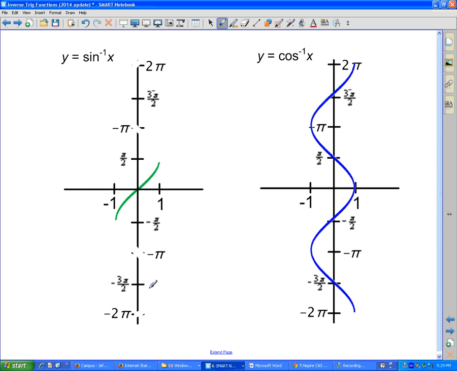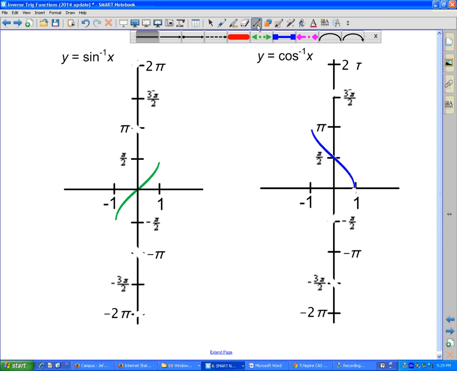The same exact argument could be made for the cosine function. I'm going to take away everything down to pi, and everything up to 0 goes away. And by the way, there's a little typo there. That should be positive pi. Once again, the inverse cosine function now passes the vertical line test. And these are what the inverse functions look like.